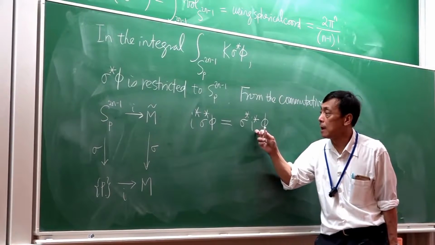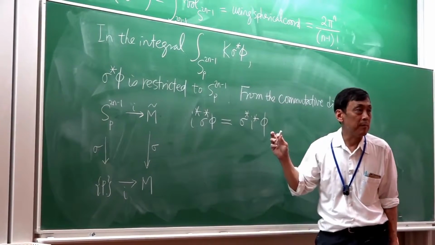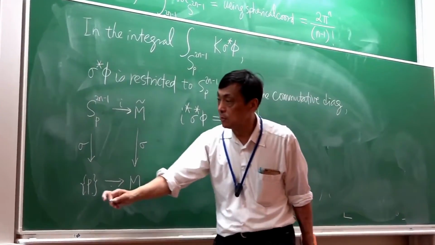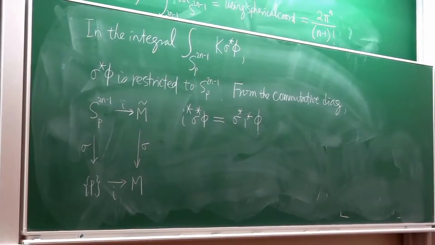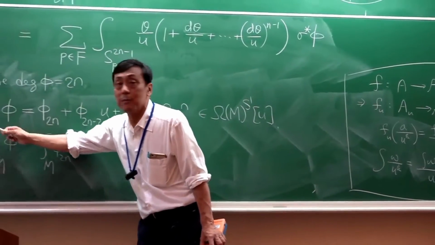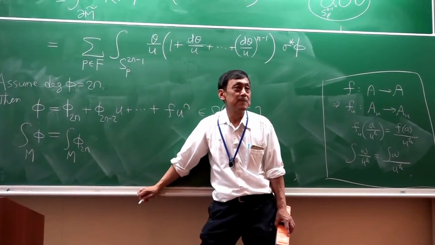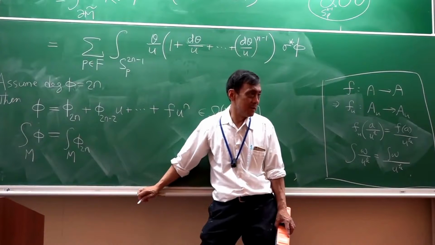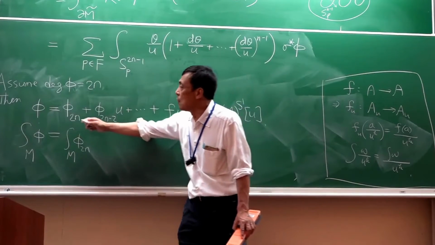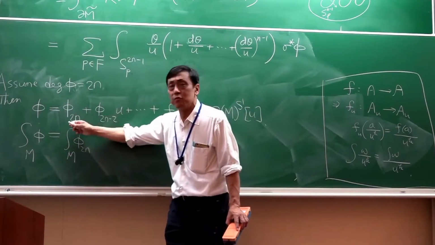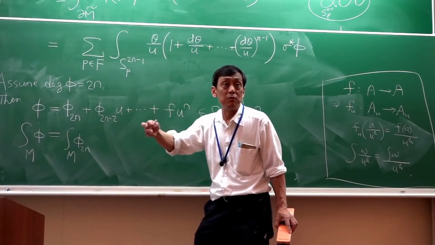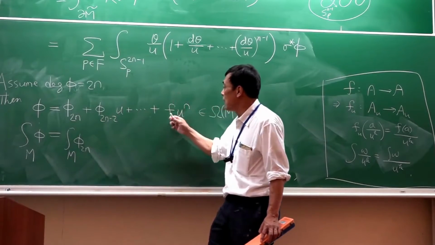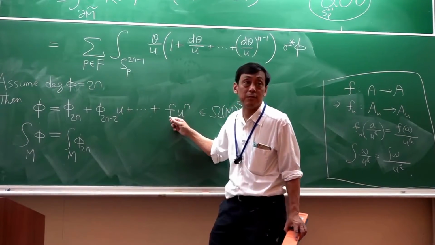But what is i star of phi? What happens to phi when you restrict it to a point? This is phi. What happens if you restrict this to a point? Yeah, all the terms will be zero because this is a 2 form, this is a 2n minus 2 form. So restricted to a point, they all become zero. You are left with only this term.